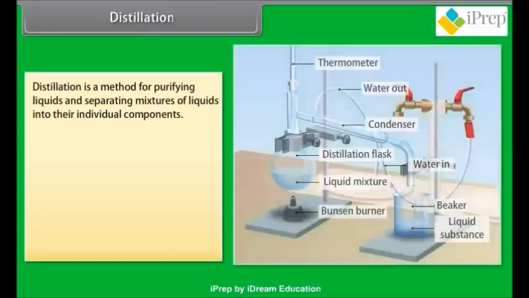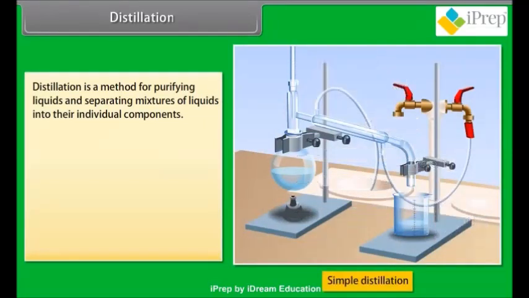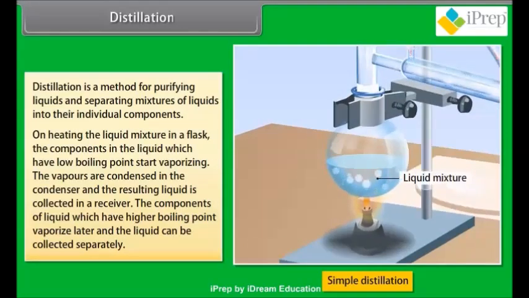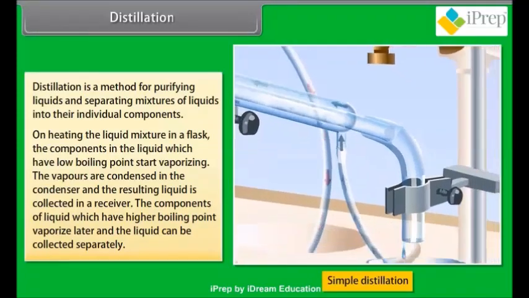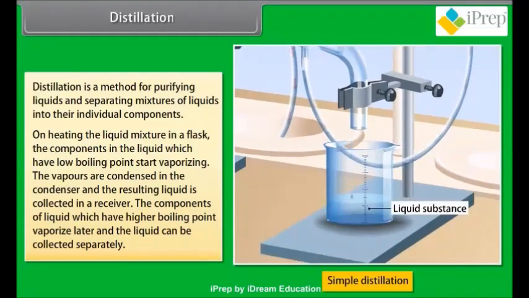Distillation. Distillation is a method for purifying liquids and separating mixtures of liquids into their individual components. On heating the liquid mixture in a flask, the components which have low boiling point start vaporizing. The vapors are condensed in the condenser and the resulting liquid is collected in a receiver. The components of the liquid which have higher boiling point vaporize later and can be collected separately.